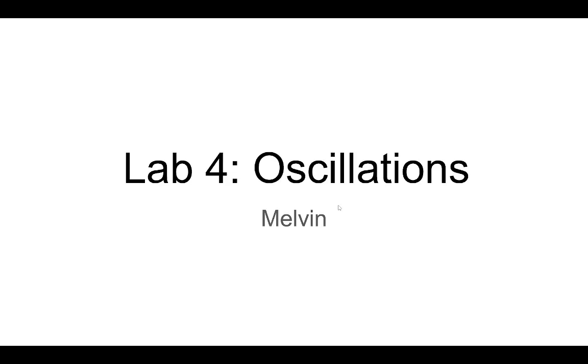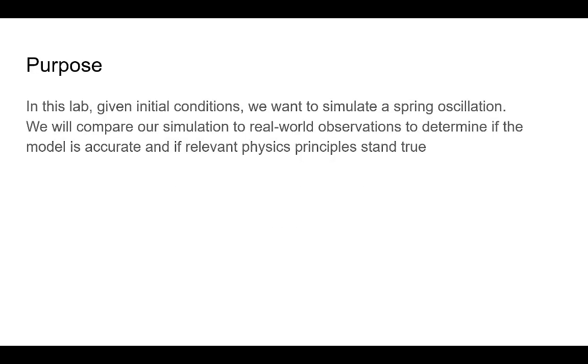We have a lot to cover today, so I'm just going to go over this quickly. This is our lab 4 oscillations. The purpose of this lab, given our initial conditions, is to simulate a spring oscillation. We're going to compare the simulation to the real-world observations we're given to determine if the model that we made is accurate and if the relevant physics principles that we used stand true.